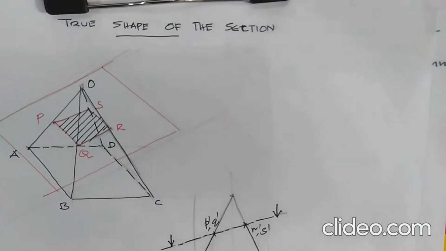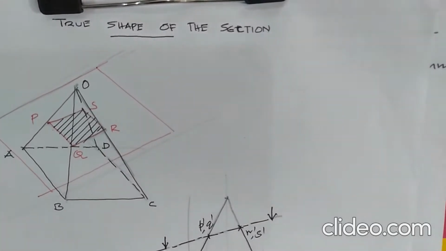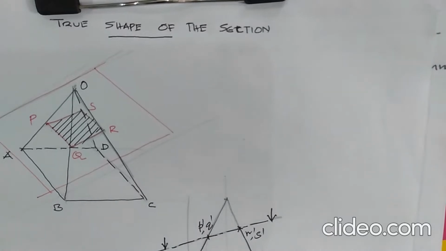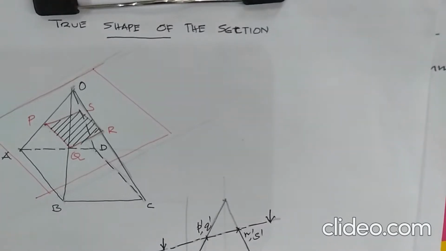The true shape of the section is an important element in the projection of cut solids. It is significant when you consider the cross-section of irregular solids especially, or to get the complete internal details of a solid. Now let us see the basic principles of projection of the true shape of the section.